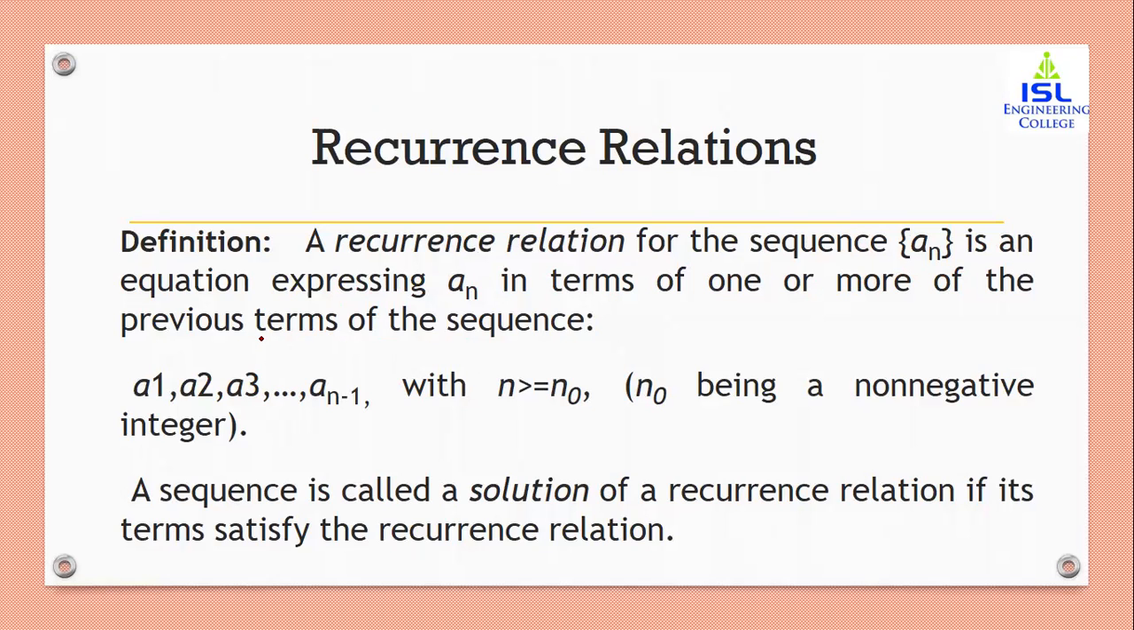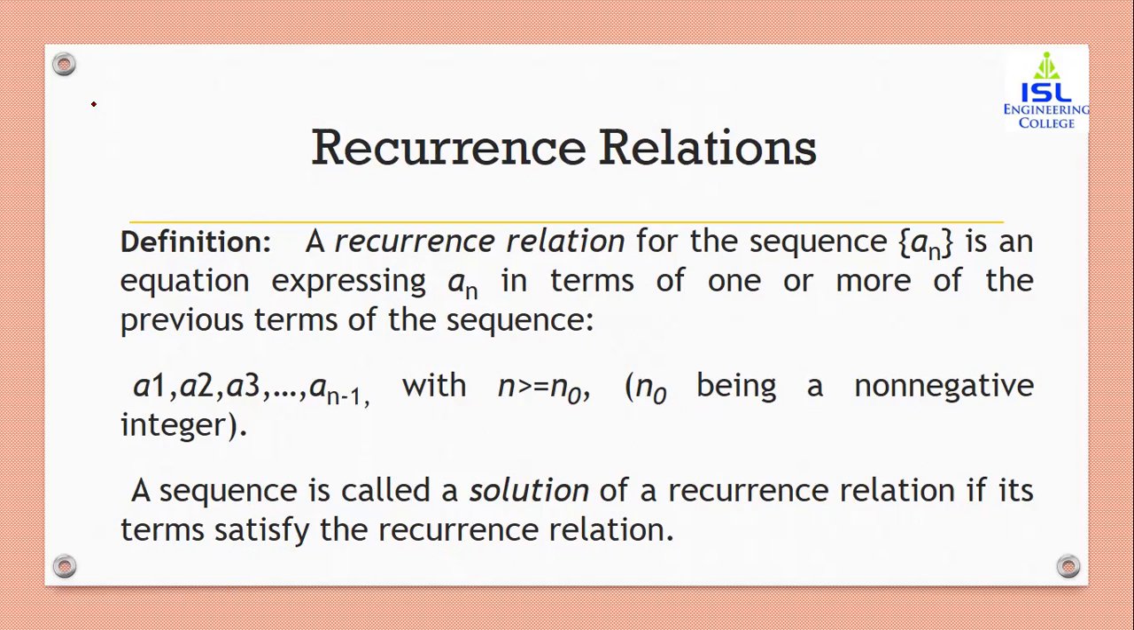This has been discussed already: a1, a2, a3 and so on up to an minus 1 is the sequence. Then the next term in this series is represented with some of the previous terms. It may be the sum, difference or multiplication, but it is represented in terms of the previous terms. A sequence is called a solution of a recurrence relation if its terms satisfy the recurrence relation.